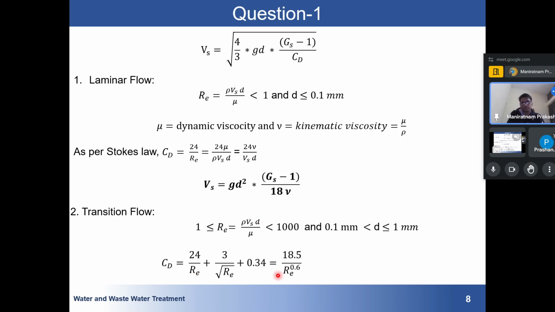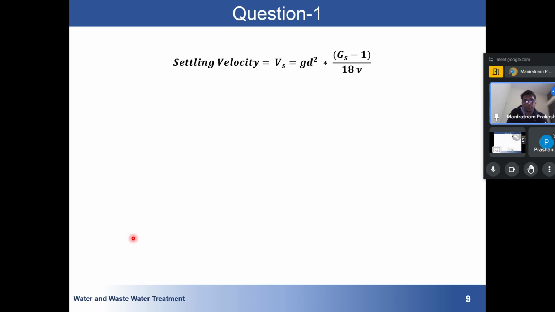So I will be writing down the value of RE and putting the value of CD here, and according to that I will be finding the value of the settling velocity when the flow is in transition mode. Here our particle is settling in this tank from here to here, so that is known as the settling velocity.